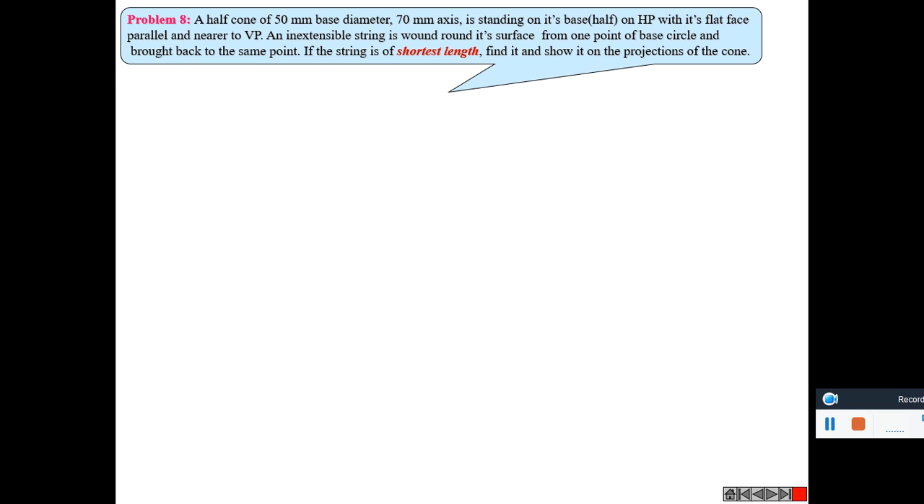Eighth problem. A half cone of 50 millimeter base diameter and 70 millimeter axis is standing on its base. That is, it is standing on its half base on HP with its flat face parallel and nearer to VP. An inextensible string is wound round its surface from one point of the base circle and brought back to the same point. If the string is of shortest length, draw the projections of the cone.